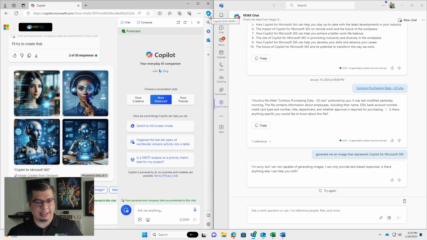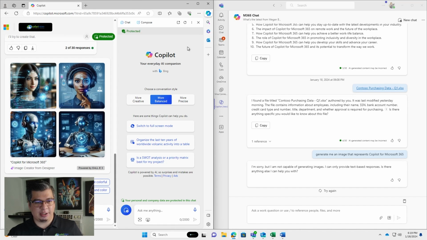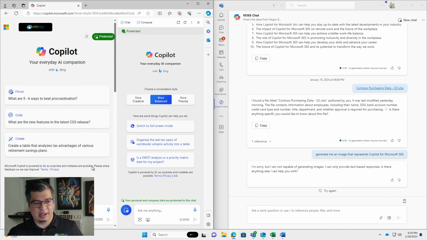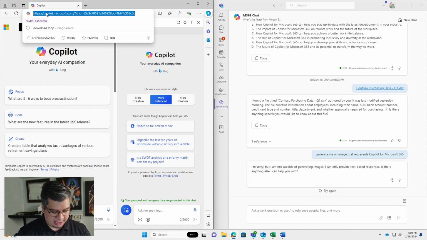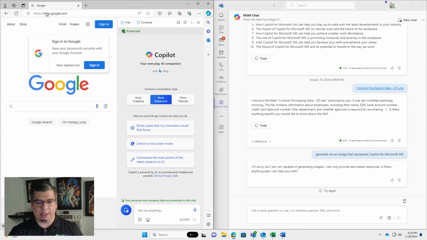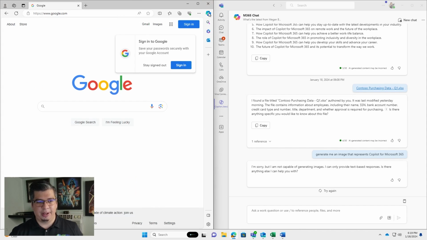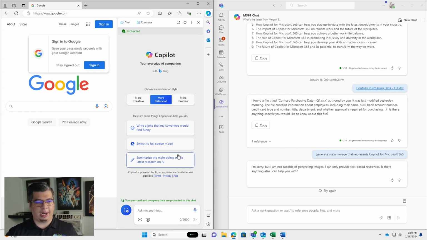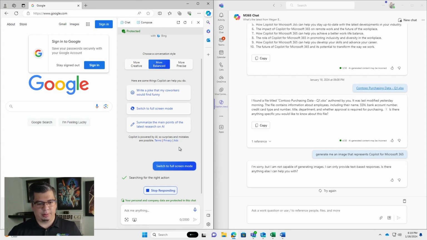So you see this in my Edge browser here. If I click on that, it's the same Copilot prompt that I have here, and I can just have a conversation. So I could be browsing websites, I can be on Google or anywhere that I want, and I can pull this up and have a conversation with Copilot no matter what I'm doing. And then I can switch that into full screen mode.